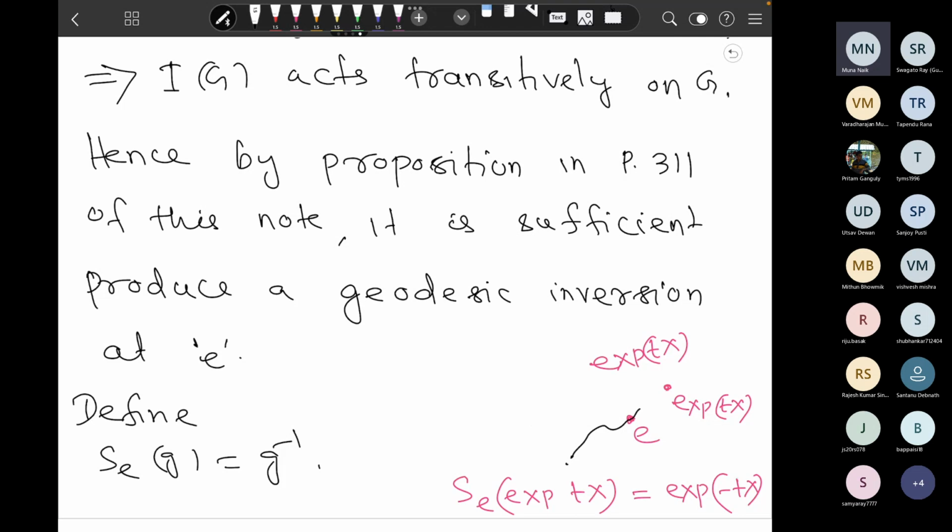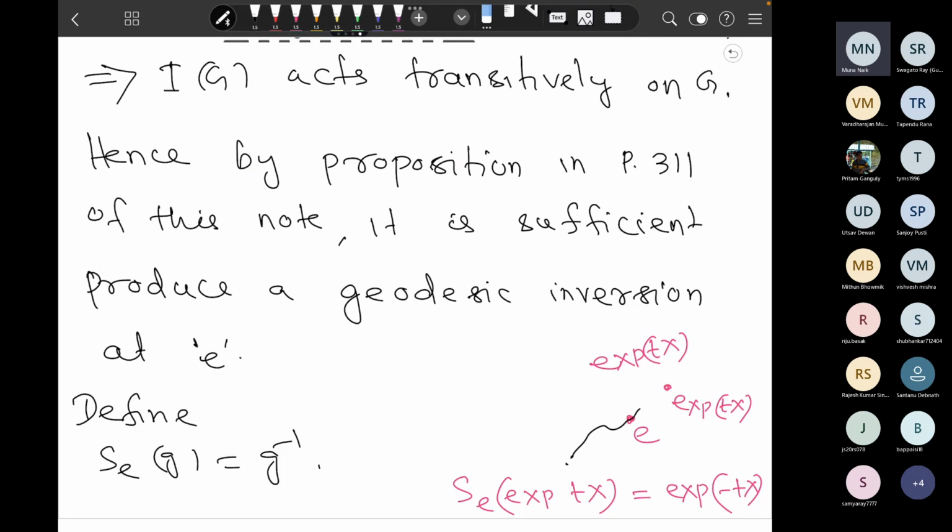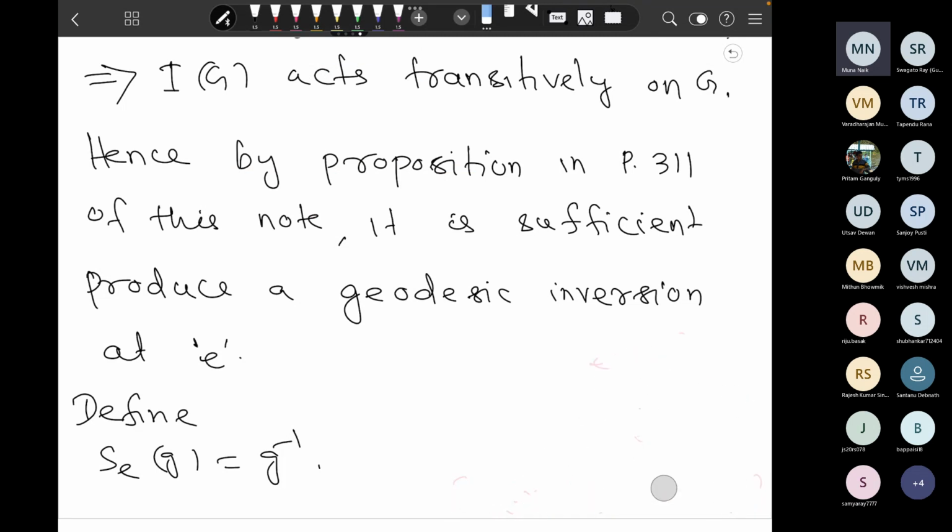Okay, we are just getting a clue how to define this isometry, and we are defining this S_e(g) = g inverse, but we are not really using that previous theorem. Using that previous theorem, we are just getting a clue how to define this geodesic inversion at the point identity, but we are not really using that theorem. That you have to understand. So define S_e(g) equal to g inverse.